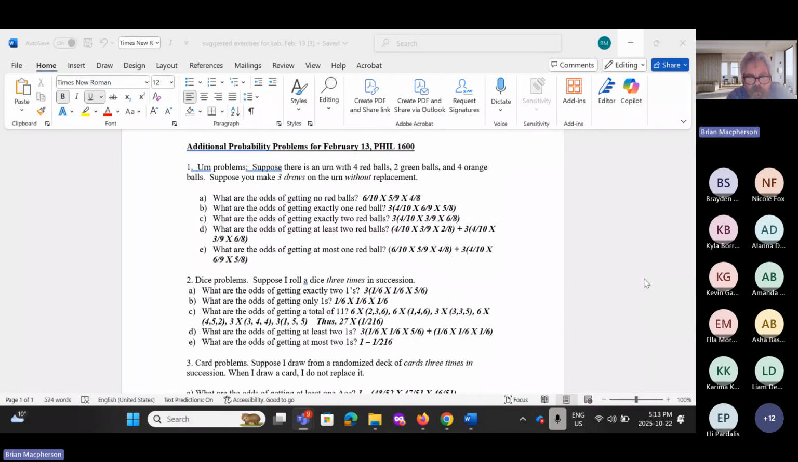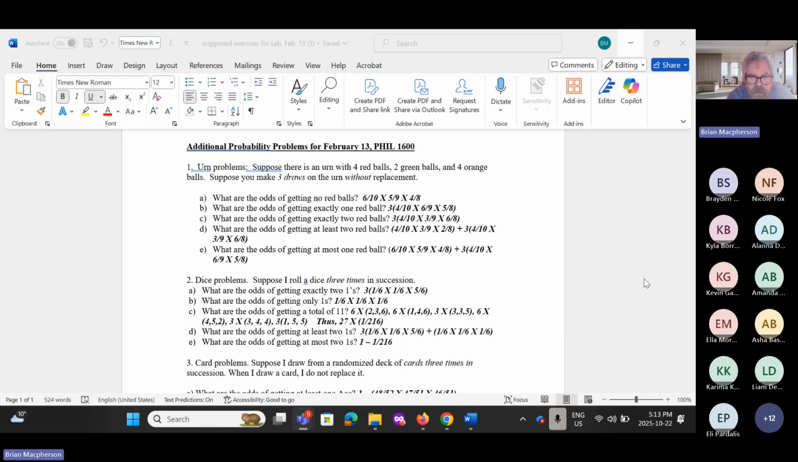You could get 3, 4, 4. There are 3 ways to do that. You could get 1, 5, 5. There are 3 ways to do that. So you add them all up. It's 27 times 1 out of 216, or 27 out of 216. Okay. Now, for number D, what are the odds of getting at least 2 ones?